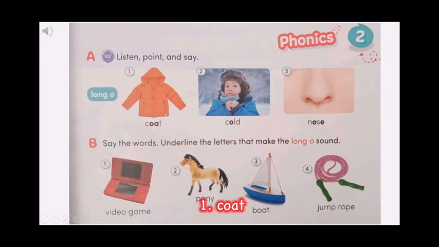Number 1. Coat. Coat. Number 2. Cold. Cold. Number 3. Nose. Nose. Okay, so let's read one more time. Coat. Cold. Nose. All right, so here O and A together sounds O.